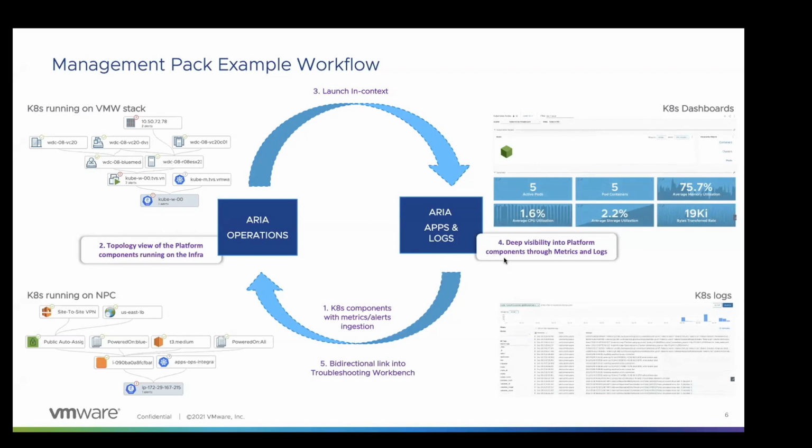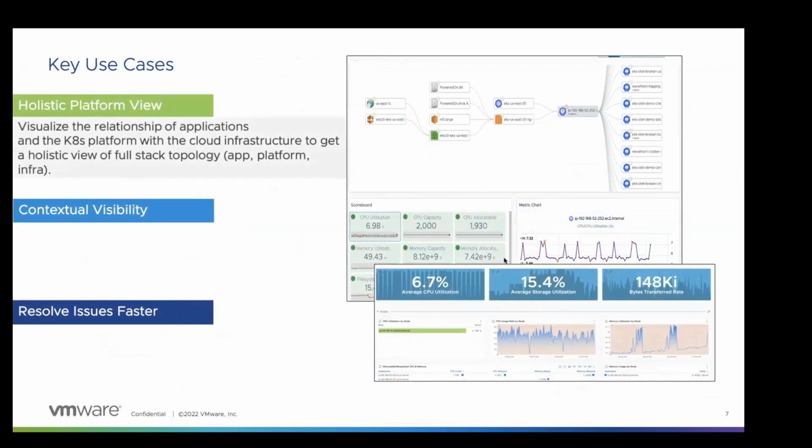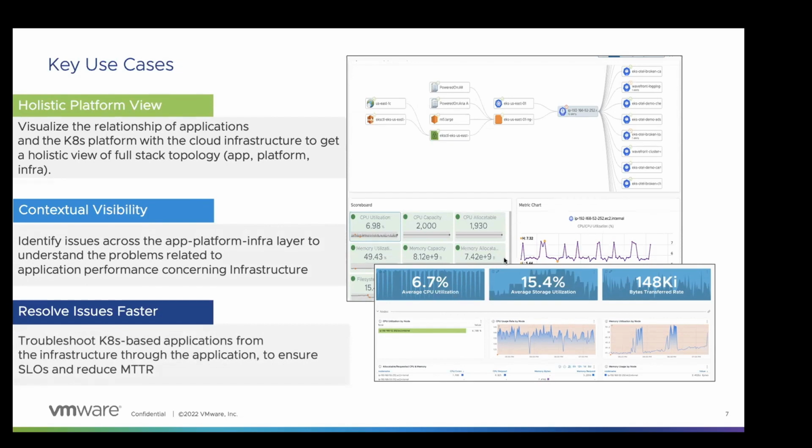But before that, let us summarize three key use cases. First is the ability to visualize the relationship of applications and the Kubernetes platform with the infrastructure, to get a holistic view of the full stack topology: app, platform, infra. Second is the ability to identify issues across the app, platform, and infra layers, to understand problems related to application performance in relation to infrastructure. And lastly, the ability to troubleshoot Kubernetes-based applications from infra up to the application, to ensure SLOs are met and to reduce MTTR.